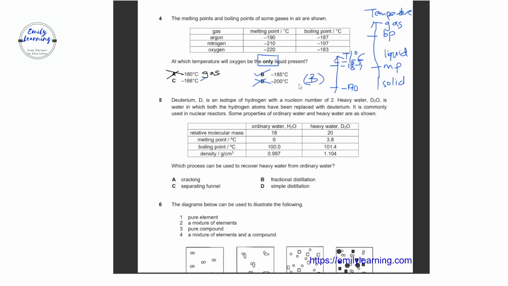But before I eliminate that, let's see why C is wrong. At minus 188 degrees Celsius, it is in between the melting point as well as the boiling point of argon. So argon will be a liquid. So therefore C is out. So therefore the answer for question 4 is B.